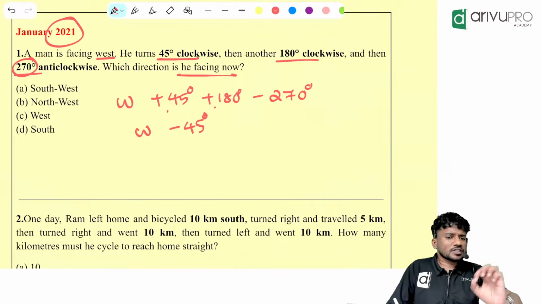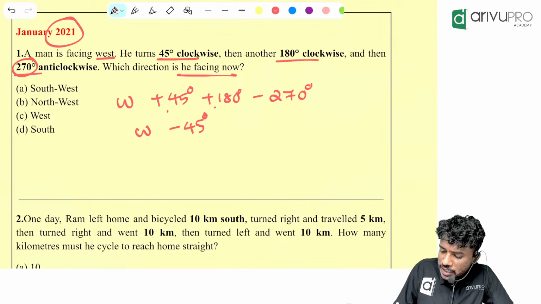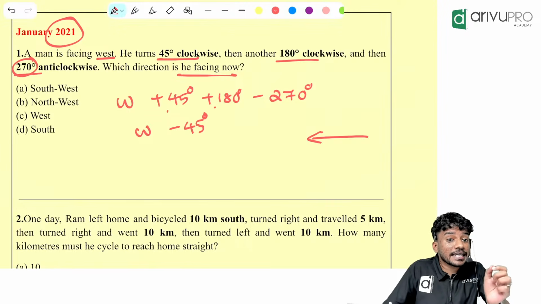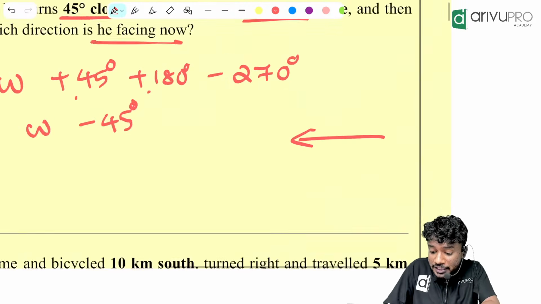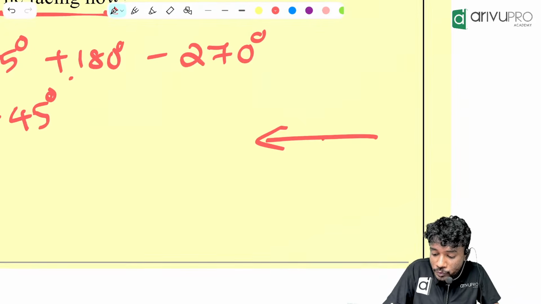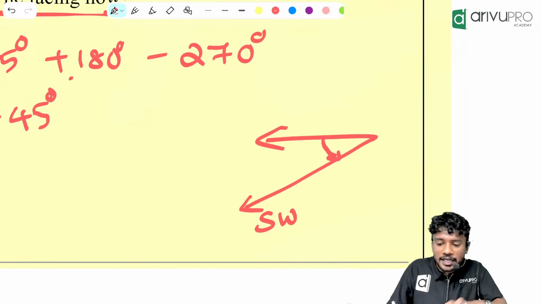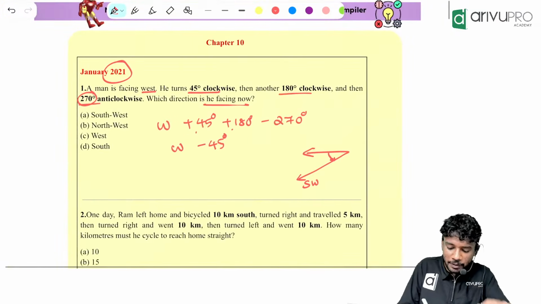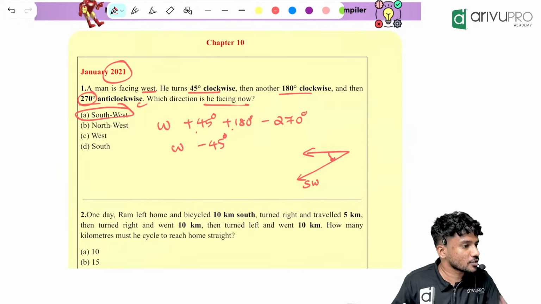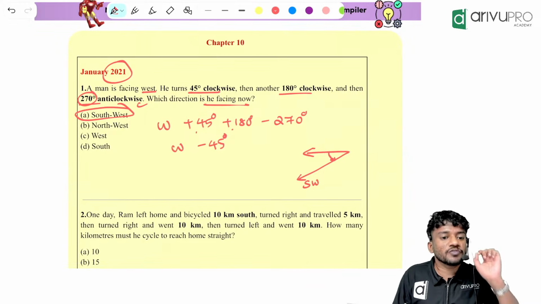Now, the person is looking towards west. West means which direction? This way. Then he is taking the anti-clockwise direction, right? Anti-clockwise means which way should he move? Towards the left side. Correct? That means which direction is he currently looking? South-west direction. So which option is the answer, people? Southwest. Option A is your answer. Very direct question, very easy question.